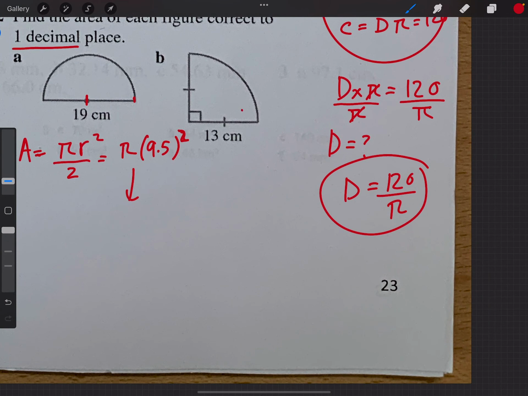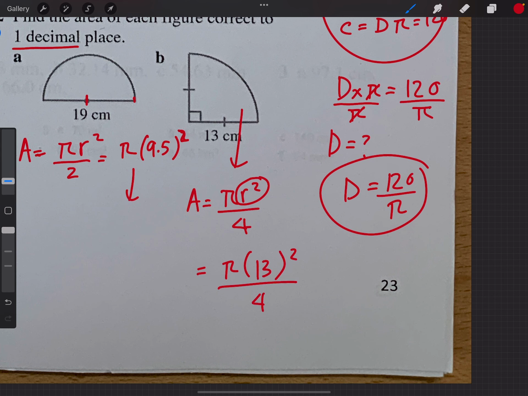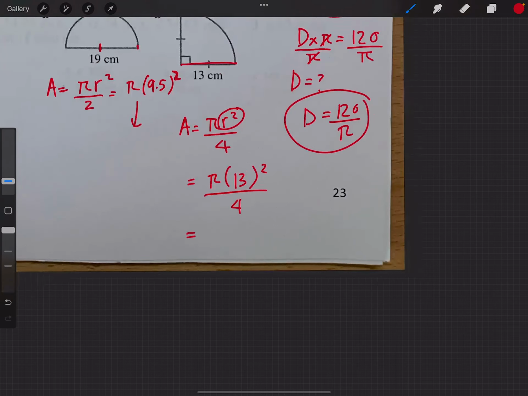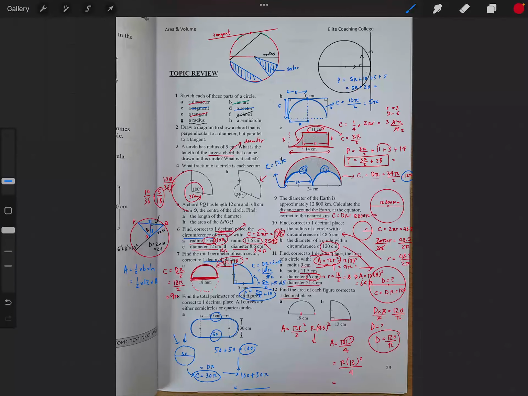Now this one is a quarter circle, so we say area is equal to pi times r squared, and we divide it by 4 because it's a quarter. And that's going to be pi times the radius, 13, squared, divided by 4, because you can see here this is the radius and that's 13. Alright, put that into the calculator and see what you get. Next page.